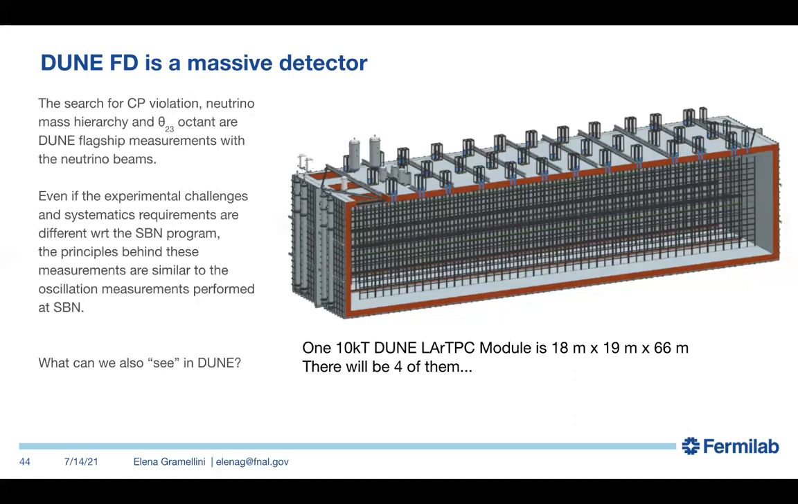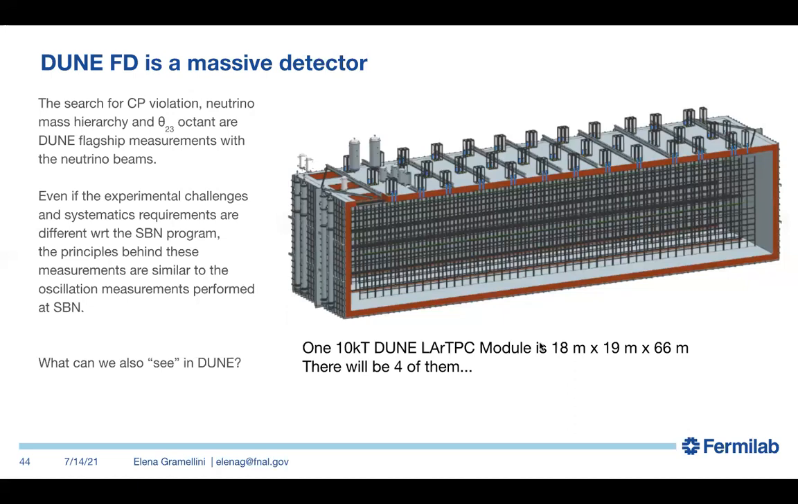So we're going to run this detector for a very long time. And it's a fair question to ask what else we can see in DUNE that is not the neutrinos we're shooting ourselves there. So this is a technical design of one of the modules of DUNE, and this thing is really big. It's going to be 18 meters by 19 meters by 66.